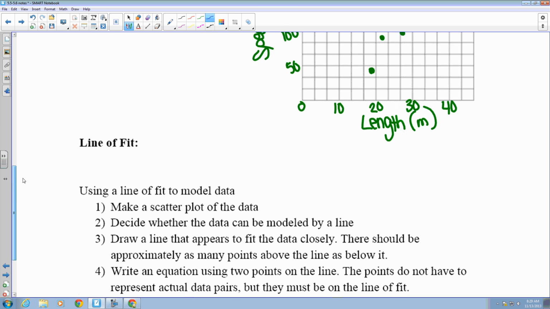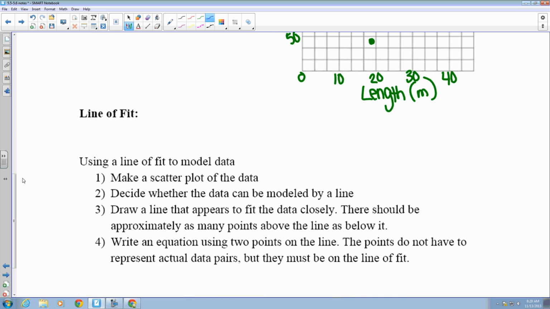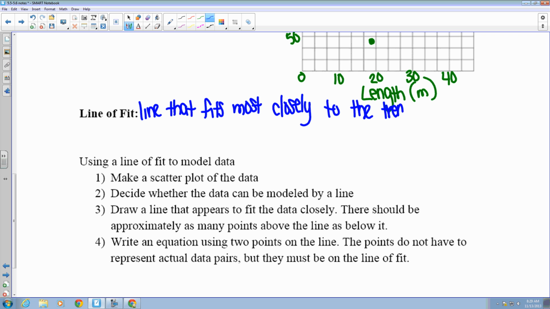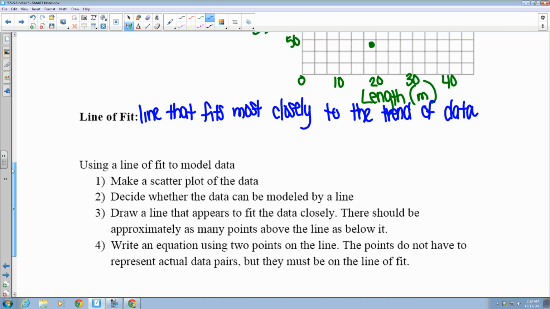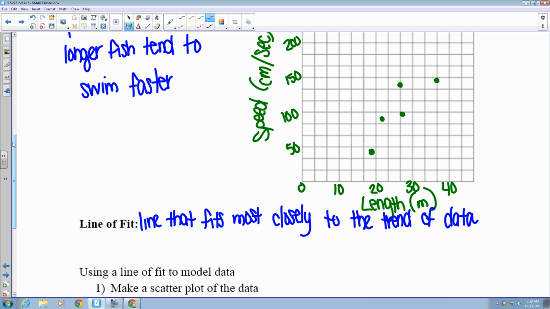Okay. So the next thing we're going to do is make a line of fit. A line of fit is a line that fits most closely to the trend of data. So if I was to make a line of fit through this past example, I would probably put my line right about there.